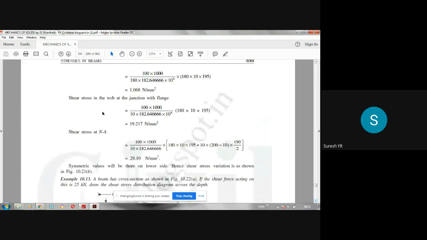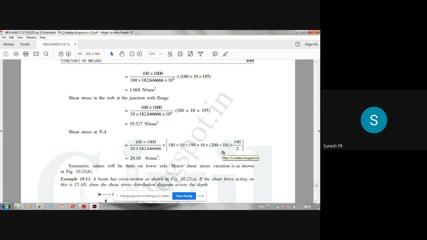So shear stress at neutral axis, F is 100 into 10 cube Newton divided by B is 10, because the width at that neutral axis level is 10 mm. Into I value, once again it is same, 182.6 into 10 power 6. So 10 power 6 is missing here. Lot of mistakes. Into 10 power 6 is missing here. Please make a note of that. Into A into Y bar.